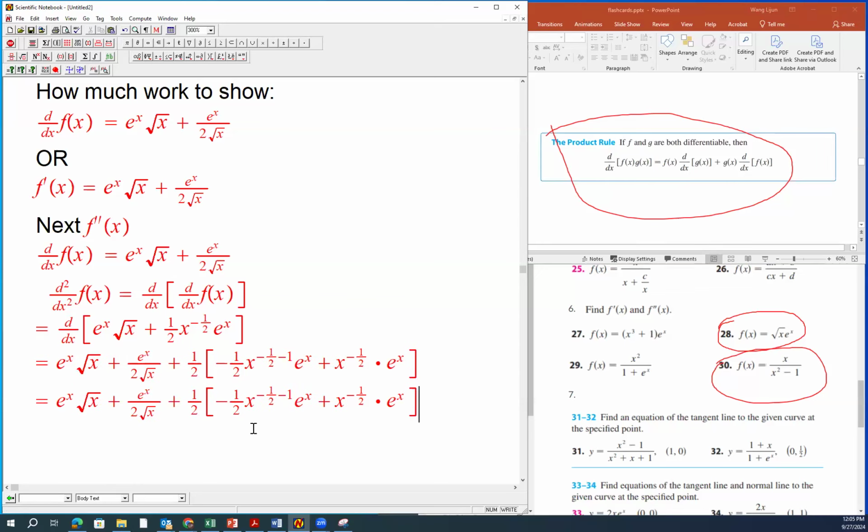Simplify. So negative half minus 1, that's going to be negative 1/3. It looks a bit messy. Yes, it is. Okay. And what else can we do?